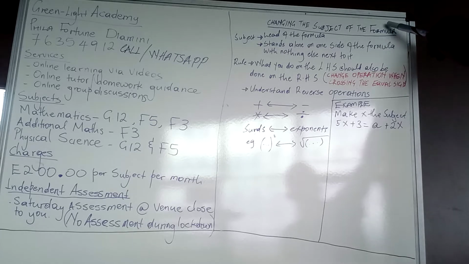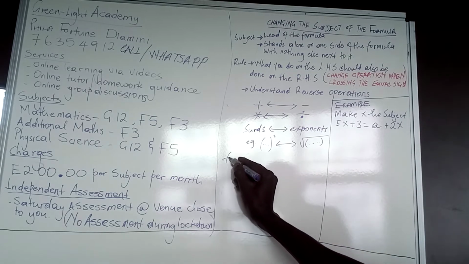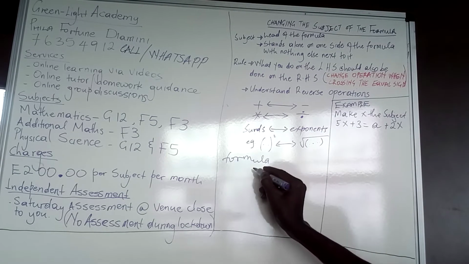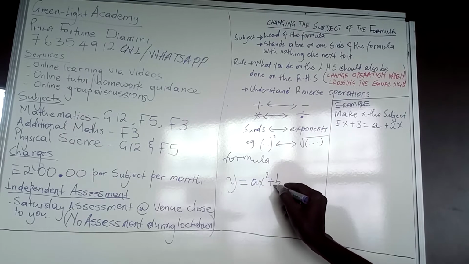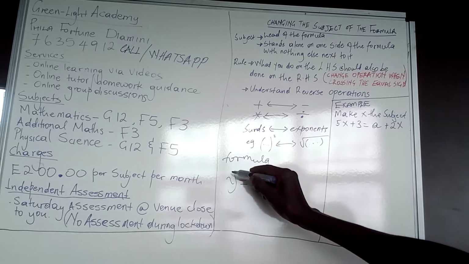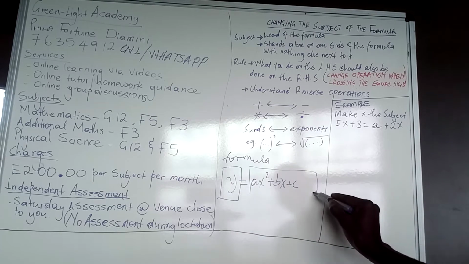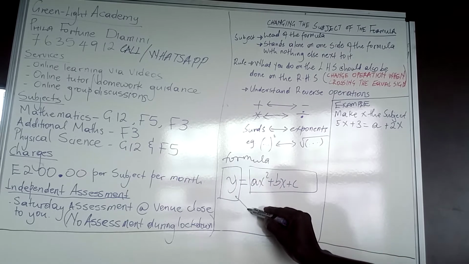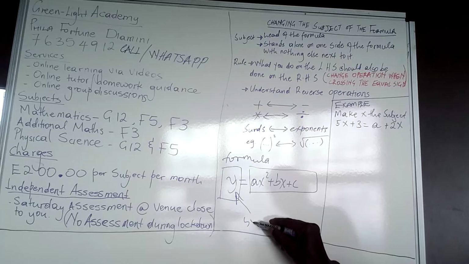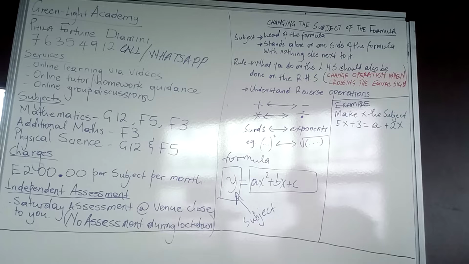So let's start by explaining what a formula is. A formula is anything like y equals ax squared plus bx plus c, whereby we have a head on this side and then we have some other terms on the other side. The one which becomes the head, we refer to as the subject. So in this case, our subject is y. When we say it's a subject, then it must be the head of the formula.